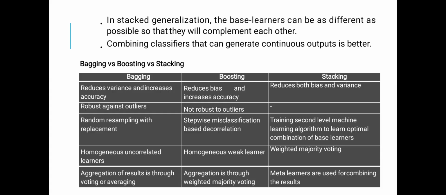In bagging, homogeneous uncorrelated learners are used. In boosting, homogeneous weak learners are used. And in stacking, weighted majority voting is executed. The aggregation of results is through voting or averaging in bagging. Aggregation is through weighted majority voting in boosting, and meta learners are used for combining the results.